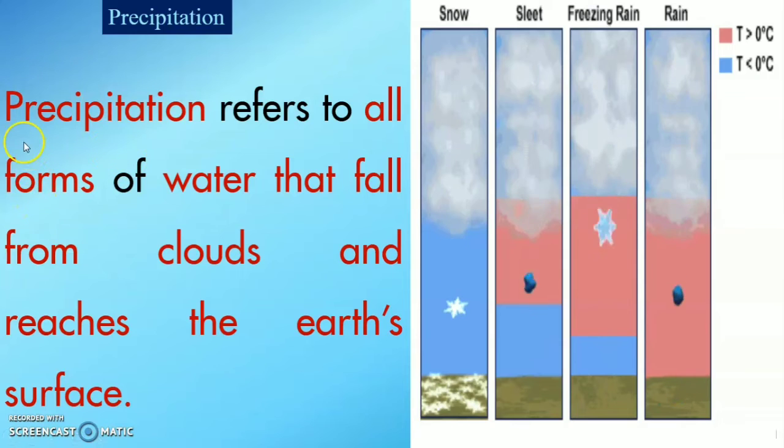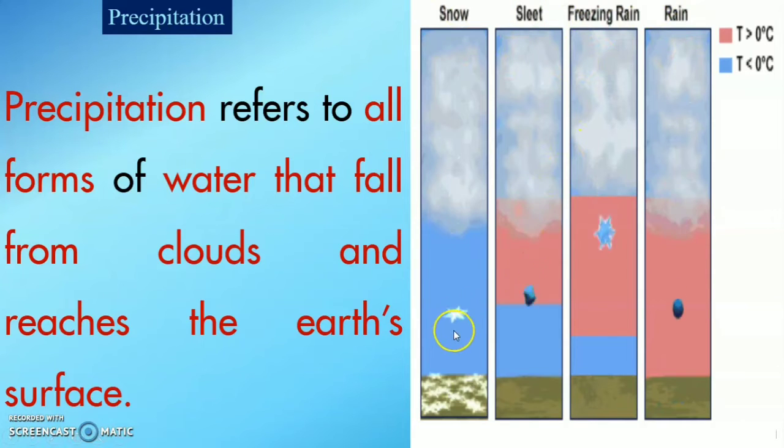See, children, precipitation refers to all forms of water that fall from clouds and reach the earth's surface. Here I say all forms of water because precipitation is any liquid or frozen water that forms in the atmosphere, and it comes in many forms like rain, sleet, snow, etc.